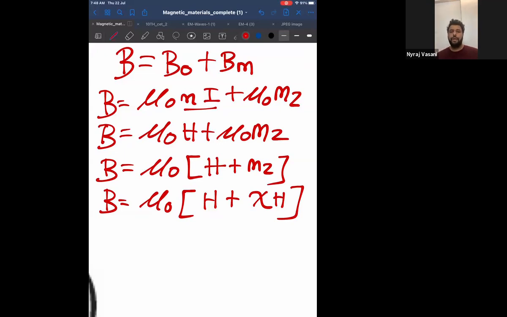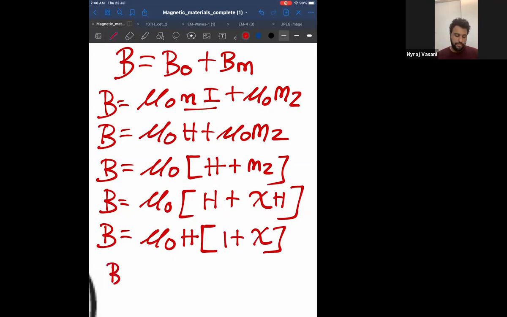How did I get that formula? I got that formula from susceptibility. Susceptibility is Mz by H. Or B is equal to mu naught, and mu naught as it is. Can I say here H also is common? Therefore, inside the bracket, I have 1 plus xi. Or B is equal to mu naught H times (1 plus xi). What is 1 plus xi? Mu r. And mu naught into mu r is nothing but mu.